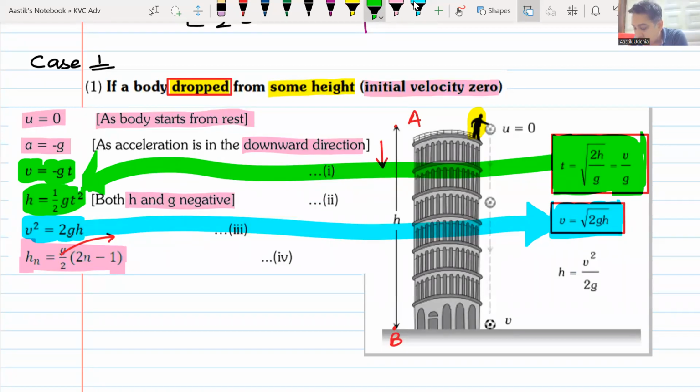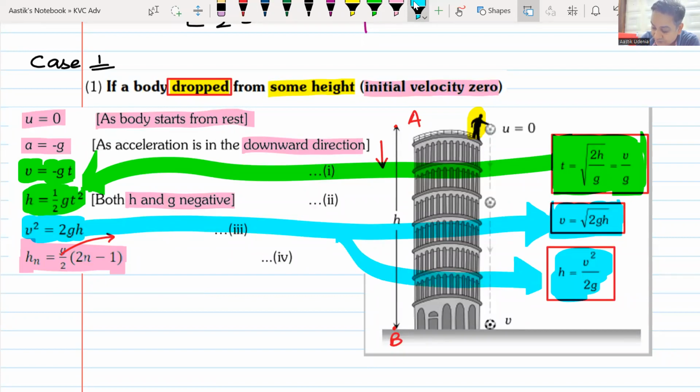Raise hands will give me more confidence that we are in the same universe. What about this formula? Height equals v square by 2g. From which formula is this coming? And you can realize that it is coming from the same formula. Yes or no?